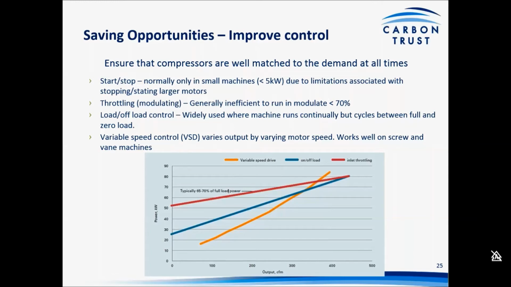Load and offload control, again, would be widely used, where the machine continues to run but cycles between its full load and zero load as and when the demand is made of it. The best type is where you use variable speed control, where the speed of the machine ramps up and down as the demand on the compressed air system increases or decreases.